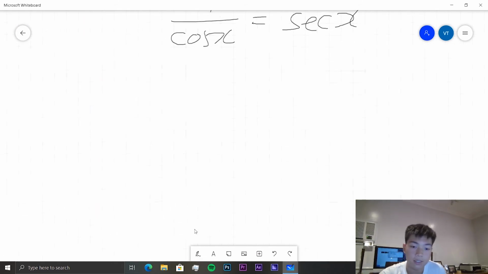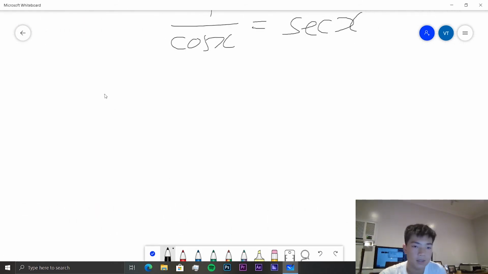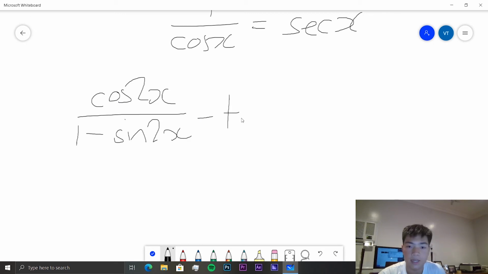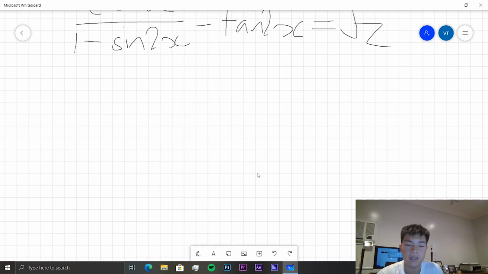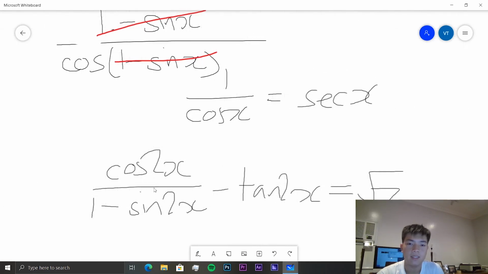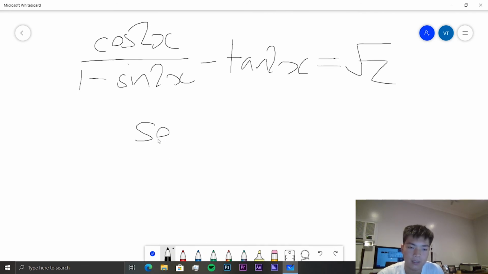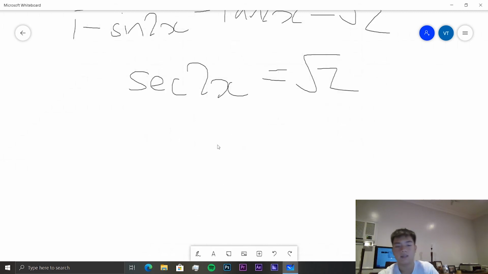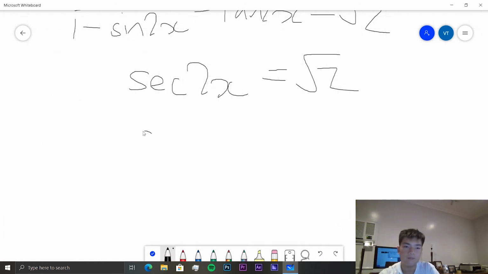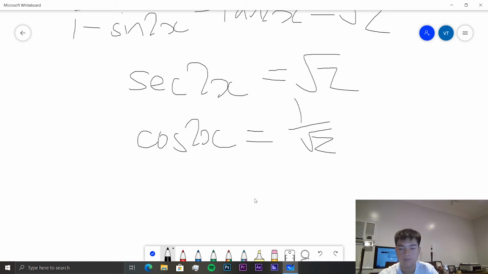So hence or otherwise, we need to solve the equation cosine 2x over 1 minus sine 2x minus tan 2x is equal to root 2. So we need to solve this equation, and we can plug this in. It's the same format, except that we're using 2x. So actually, all of this left-hand side is simply equal to secant of 2x, and that is equal to root 2, apparently. So we have cosine 2x is equal to 1 over root 2.